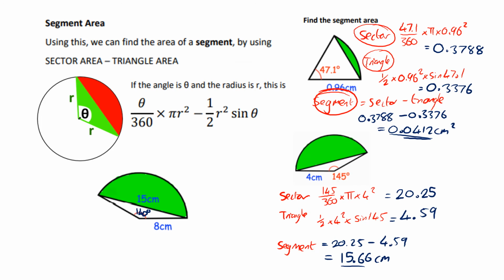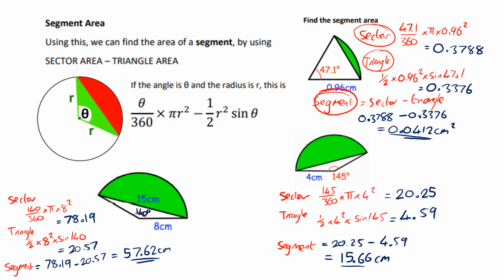So for the first one, you should have got a sector of 20.25, a triangle of 4.59, and a segment therefore of 15.66. And as for the second one, you'll get yourself to a final answer of 57.62.